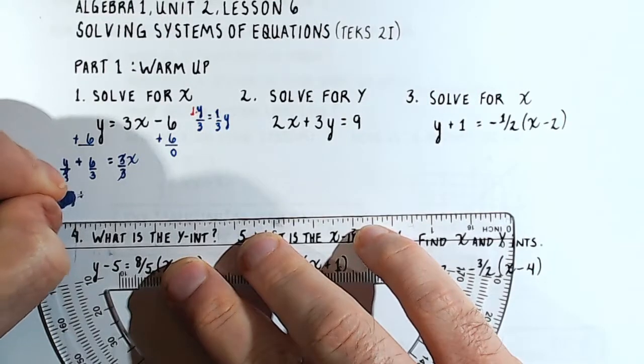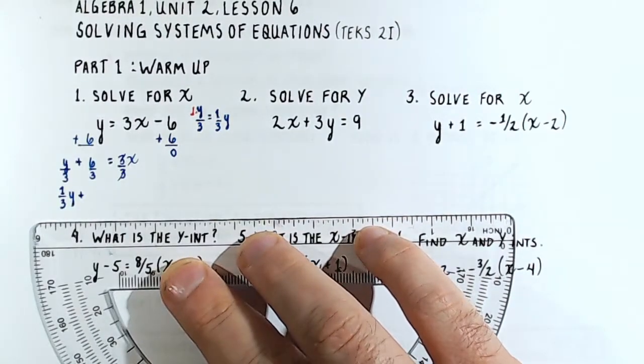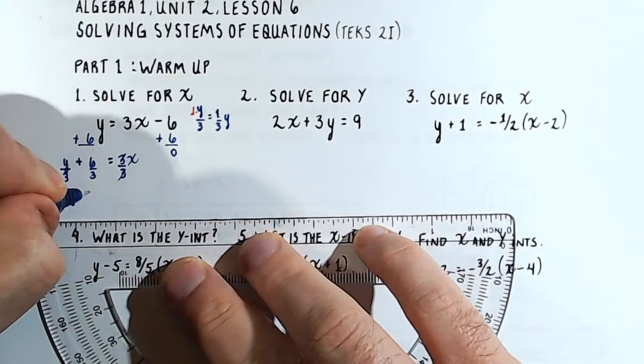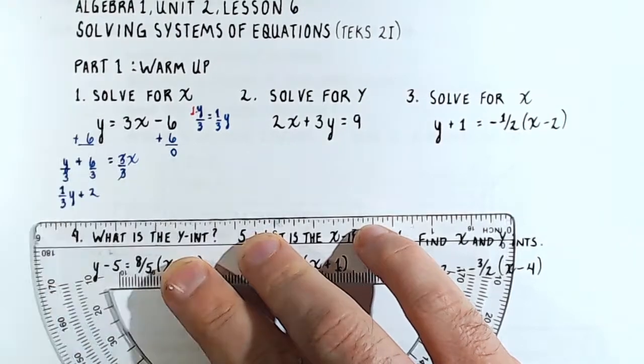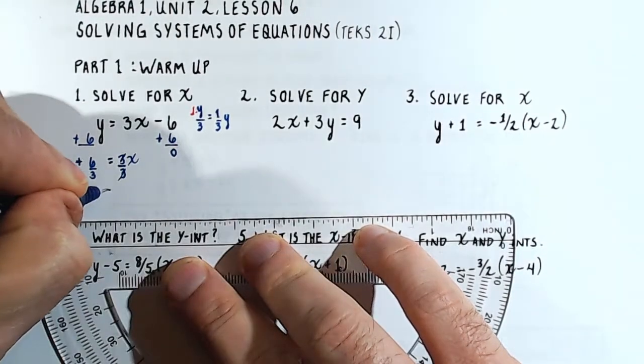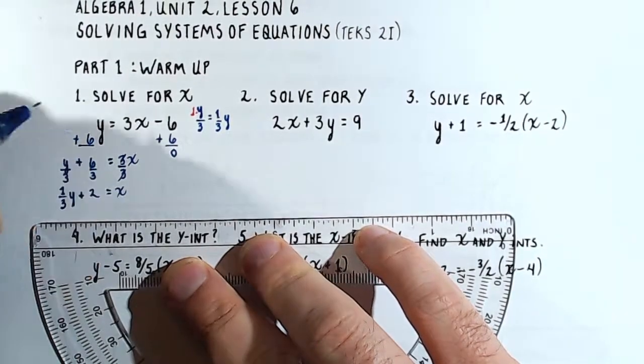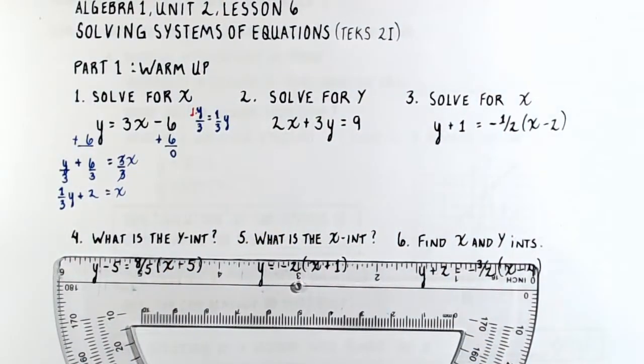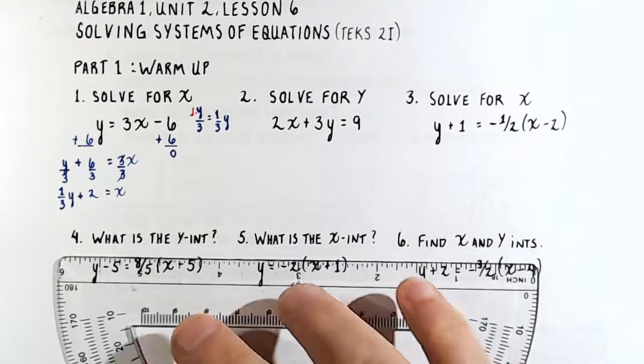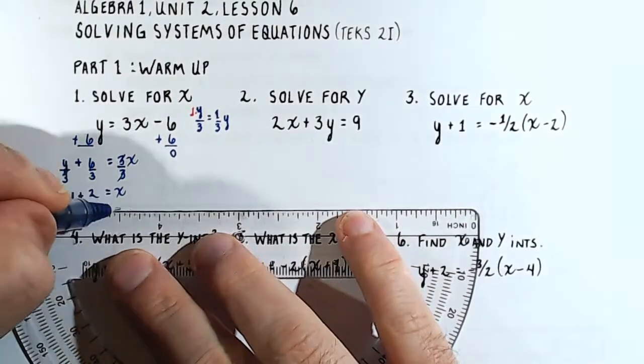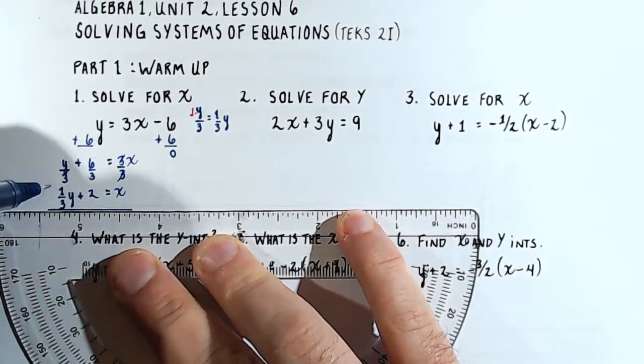plus, and now I have 6 over 3. Well, 6 over 3 is just 2. 6 divided by 3 is 2. So 1/3 y plus 2 equals x. And now you've solved this equation for x. There's nothing else to do.